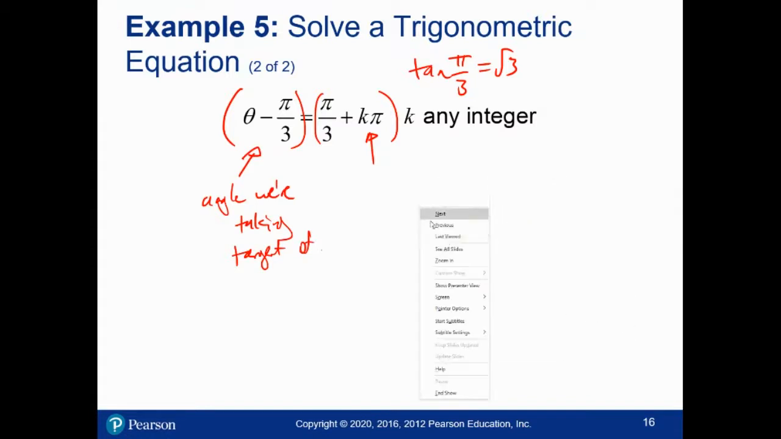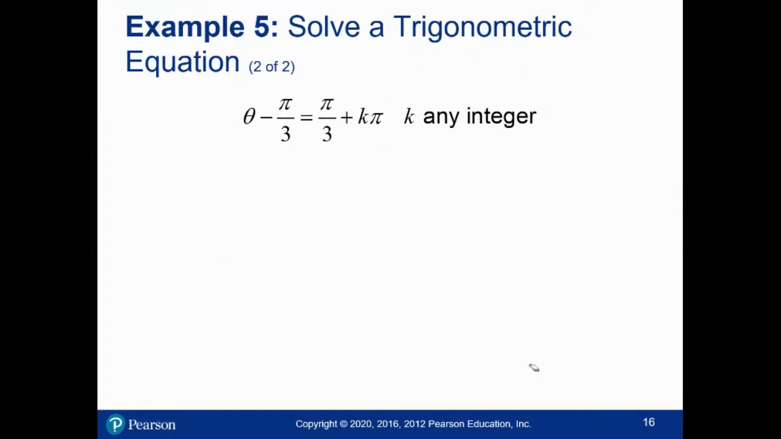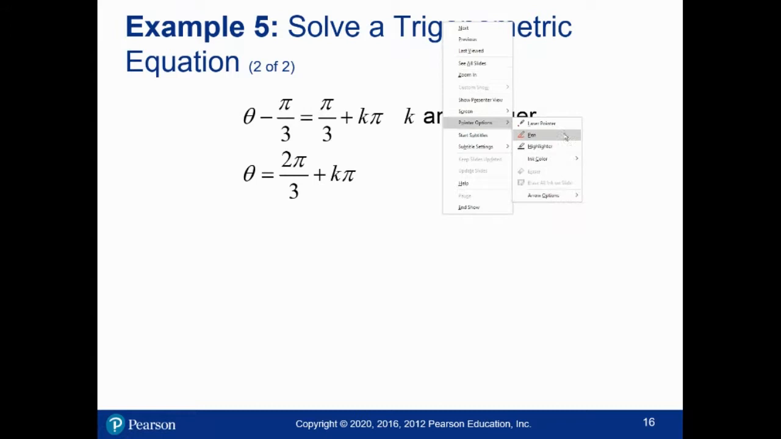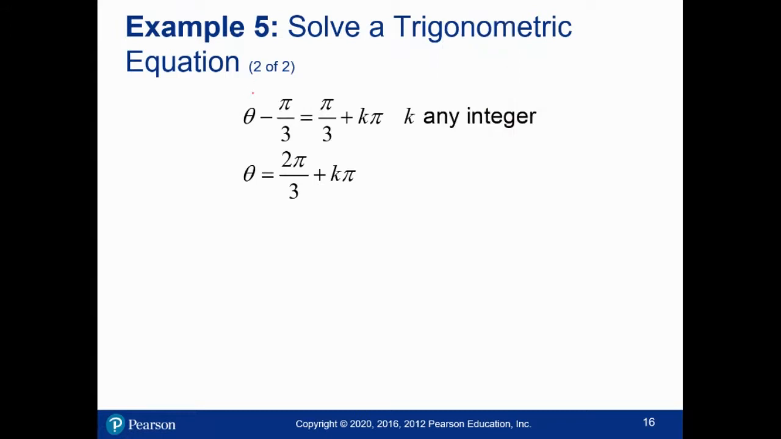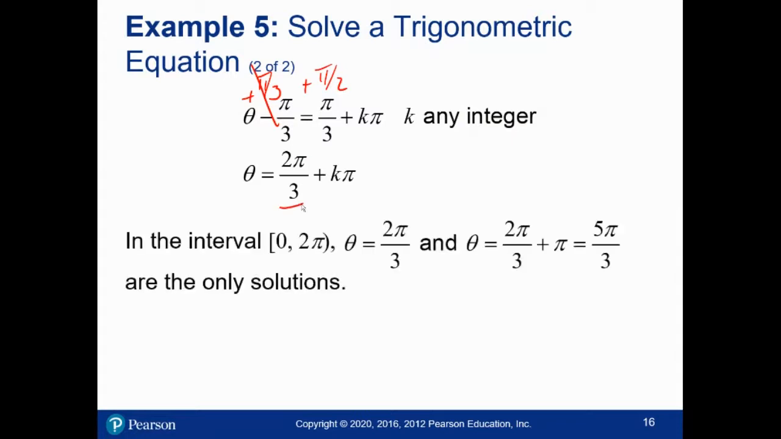Okay, we want this result of theta to be in between 0 and 2 pi. So the first thing we're going to need to do is move that pi over 3 over. So if I add pi over 3 to both sides, that will cancel, and this will become 2 pi over 3. So that's where that's coming from. And now I ask which values of k will be in between 0 and 2 pi. k equals 0 and k equals 1 will do it. So there are 2 solutions. They are 2 pi over 3 and 5 pi over 3.